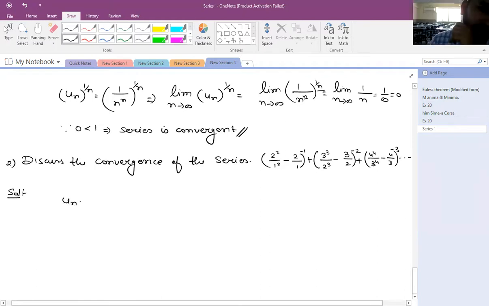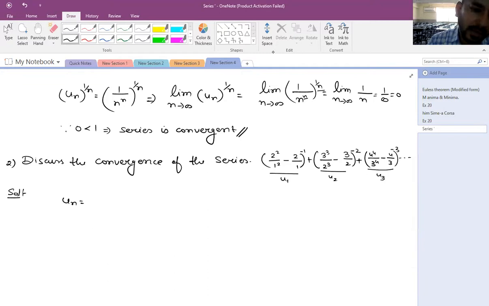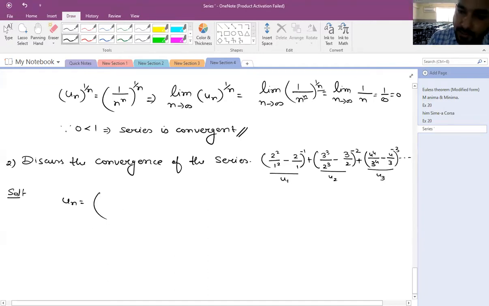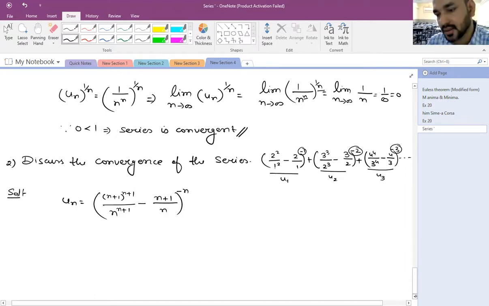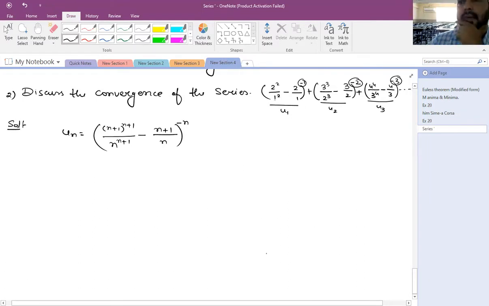इस सीरीज में, ये फर्स्ट टर्म है, this is second term, this is third term. ओके, when I am writing nth term, तो फर्स्ट टर्म के लिए यहाँ पे 2 है, तो can I say nth term के लिए यहाँ पे n plus 1 raised to n plus 1 upon n raised to n plus 1 minus n plus 1 upon n whole raised to minus n, because here it is minus 1, here it is minus 2, here it is minus 3, and so on. So un is this.